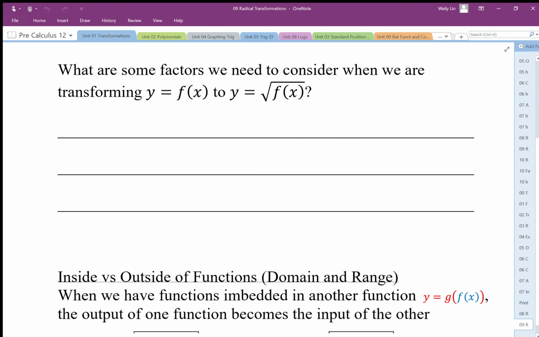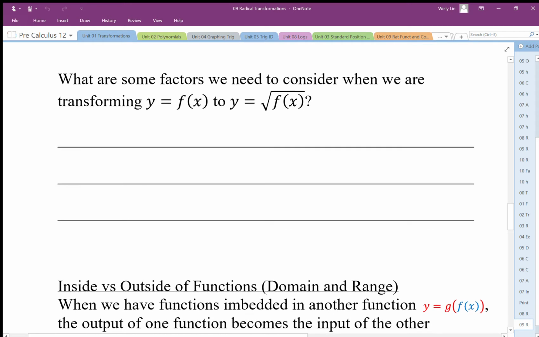So what are some factors that we need to consider when we're talking about the transformation of going from f of x to square root f of x? Or in other words, what is the transformation when we square root a function? So there's two things going on. First of all, we are going to get rid of negative values.